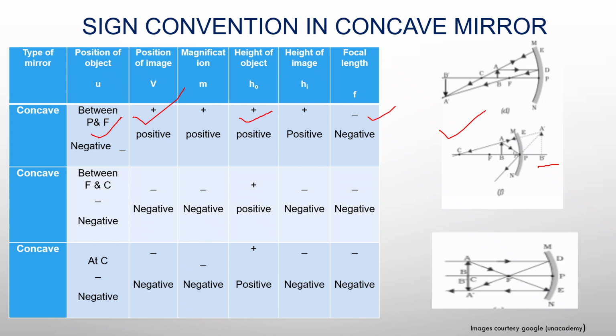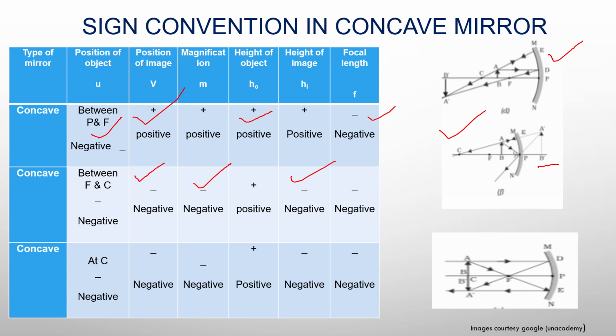Now this next diagram is between F and C. This is also a very, very important diagram for the numerical part. Now if you are keeping the object between F and C, how is the image formed? Real and inverted. Therefore, you can say the height of the image is negative. And since it is real and inverted, magnification is negative. And which side is it formed? It is formed on the left side. Therefore, the image distance is negative. The height of the object is always positive, and the object distance is always negative.